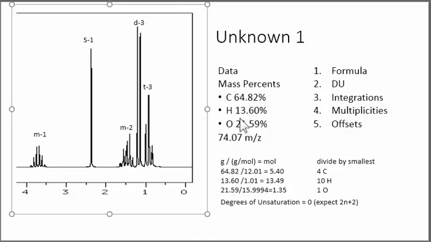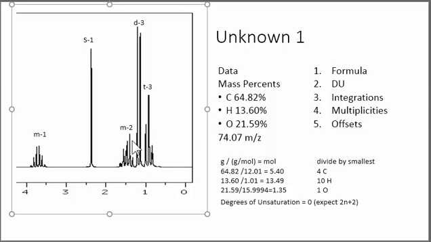Here are the mass percent data. It's 64.82% carbon, 13.6% hydrogen, and 21.59% oxygen. It has a mass to charge ratio, essentially a molar mass from the mass spectrum, of 74.07. Here's the NMR spectrum. Let's break that down a little bit.